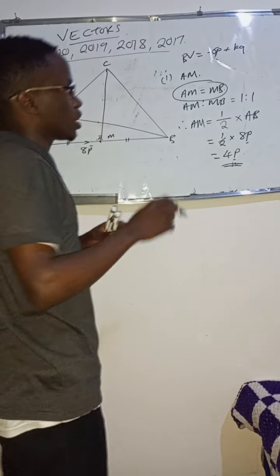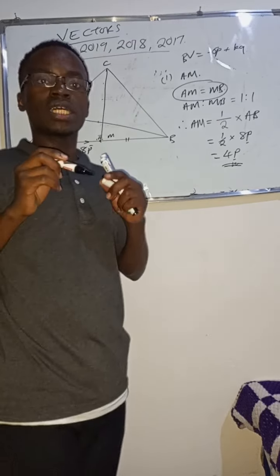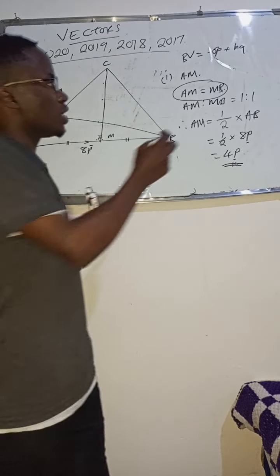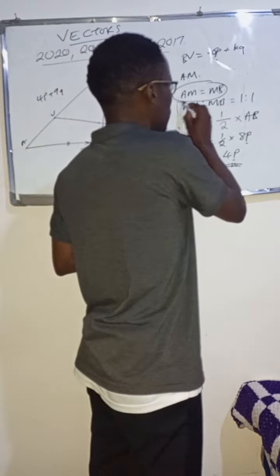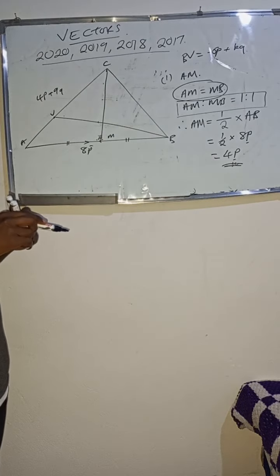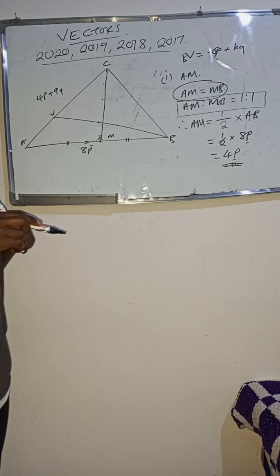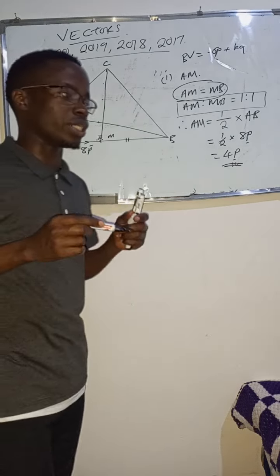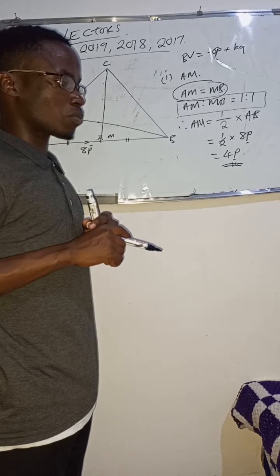Remember, in our question, it's been given that AM is equal to MB. Now, the other way they can put it is the way I've put it here. They could use a ratio, saying that the ratio of AM to MB is equal to 1 to 1. That is another way it can be phrased.